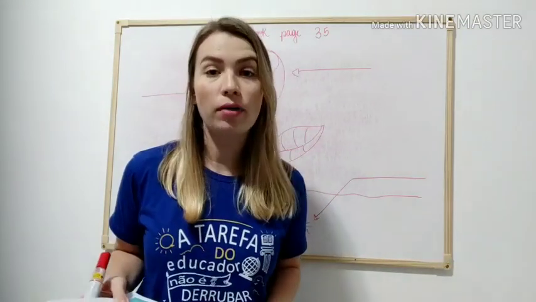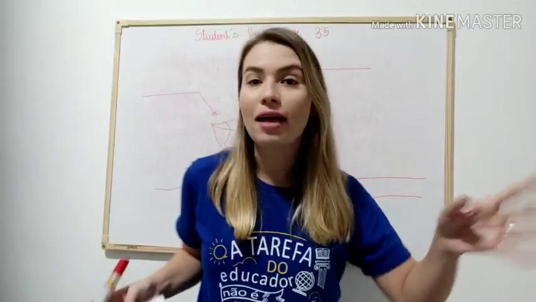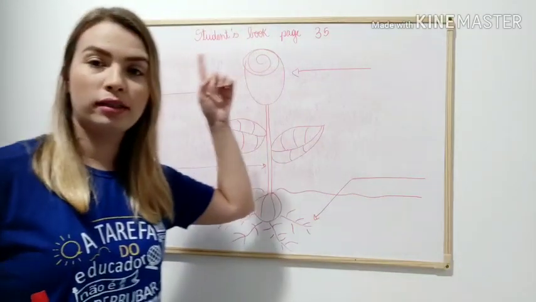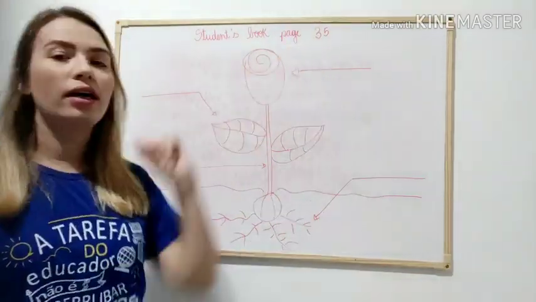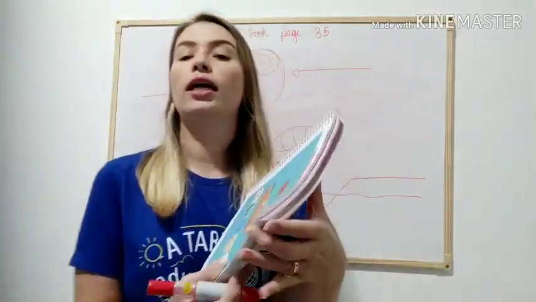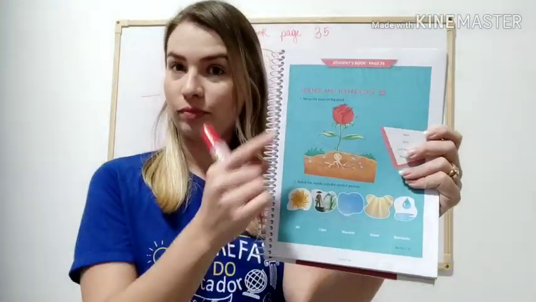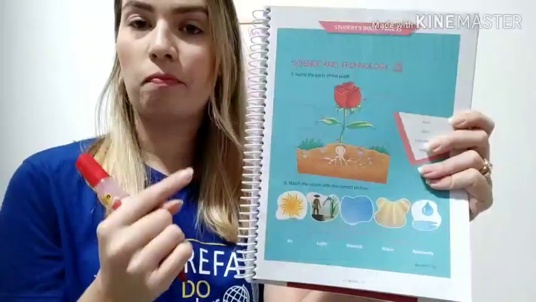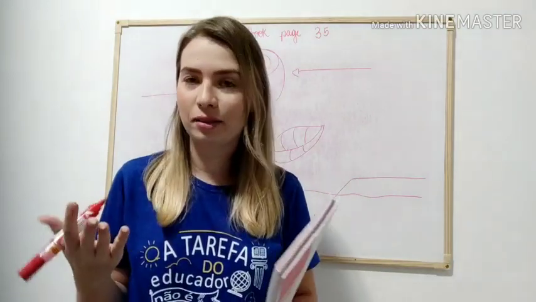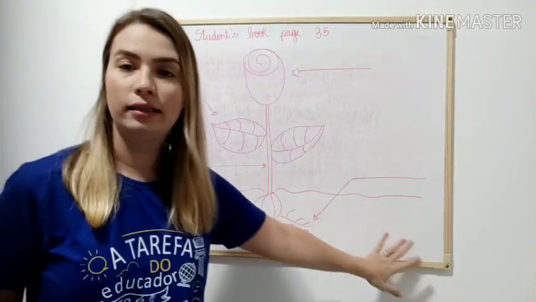Today we are going to talk about science. Yes, science and English. Wow. So, open your student's book, page 35. Student's book, page 35. Look. Science and technology, right? So, this is a plant. A plant. And we have the parts of a plant. Okay?